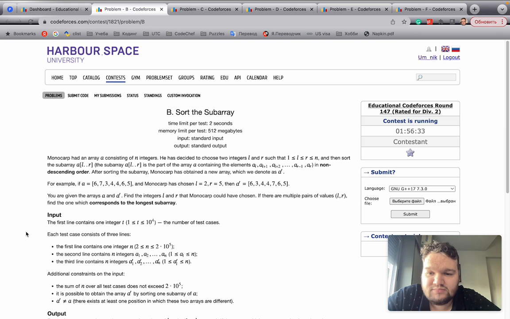Problem B. An array of n integers, sort a segment in non-decreasing order. Okay, so somebody sorted a segment. We are given the initial array and the resulting array after the operation.